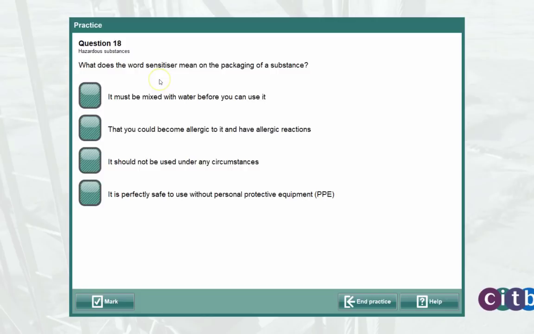What does the word sensitizer mean on the packaging of a substance? It must be mixed with water before you can use it. That you could become allergic to it and have allergic reactions. It should not be used under any circumstances. It is perfectly safe to use without personal protective equipment, PPE.